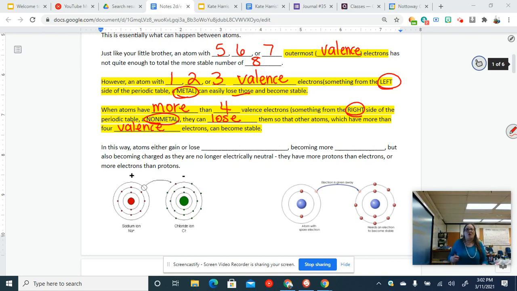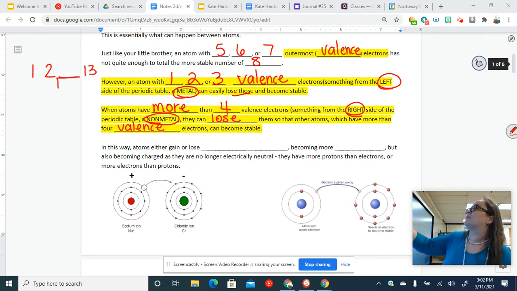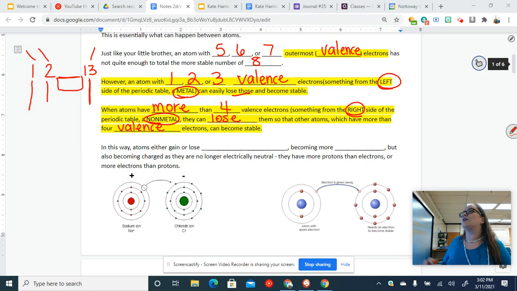So it's almost like, oh, well, I don't need these extras. They're actually making me unstable. So if I get rid of these extras, I'll be doing much better off. So what am I talking about here? Well, everything in family 1, 2, and 13. So we've got those transition metals in the middle, but the alkali metals, the alkaline earth metals, and then family 13. That has 1 valence electron. They all have 2. They all have 3 valence electrons. All of those are very much willing to get rid of those ones on the outer level so they can be stable.